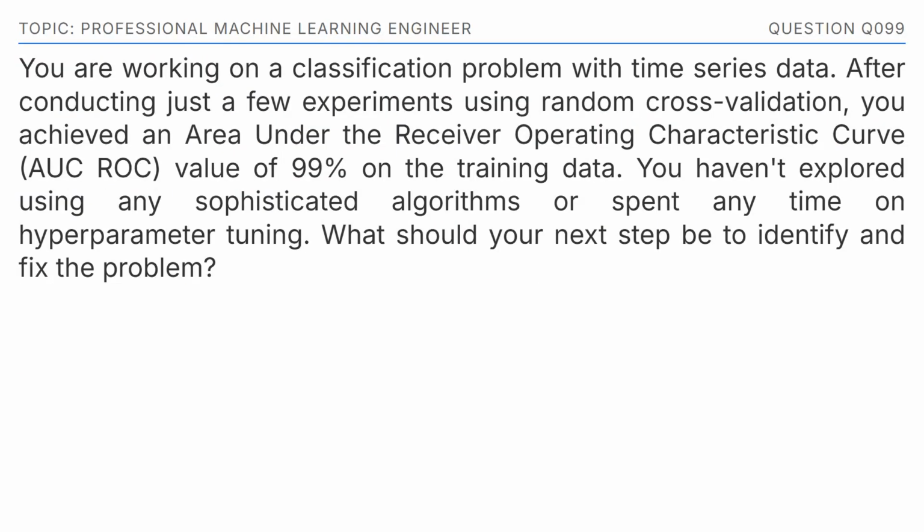You are working on a classification problem with time series data. After conducting just a few experiments using random cross-validation, you achieved an area under the receiver operating characteristic curve, AUC-ROC, value of 99% on the training data. You haven't explored using any sophisticated algorithms or spent any time on hyperparameter tuning. What should your next step be to identify and fix the problem?